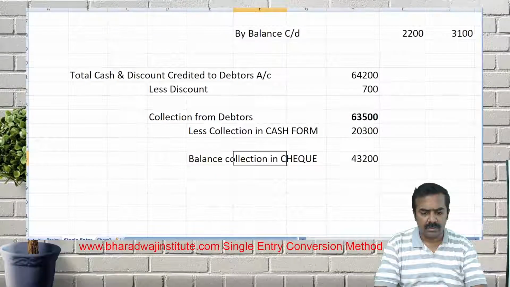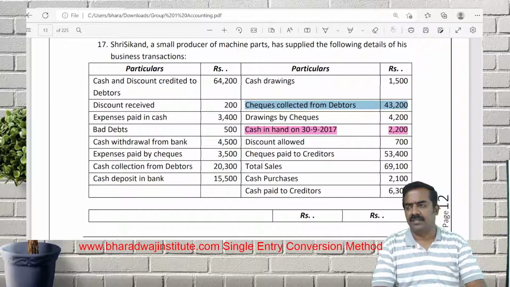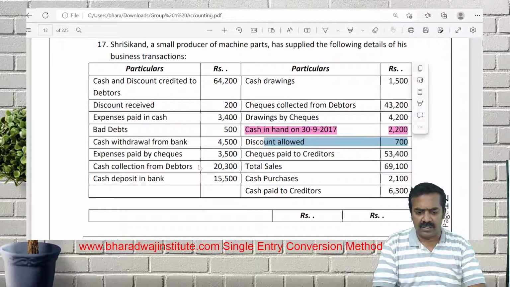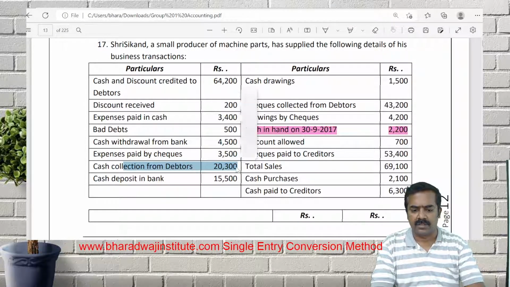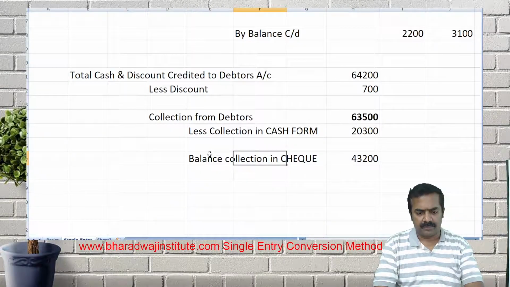இங்க கொடுத்திருக்கோம். Checks collected. Okay, here you go. It is tallying with that. Checks collected from debtors எவ்வளவு கொடுத்திருக்காங்க? 43,200. Out of 64,200 discount is 700. Cash collection from debtors is how much? 20,300 na. Remaining is what? Checks collected from debtors. Yes, it's matching. Take up this, then we will proceed.